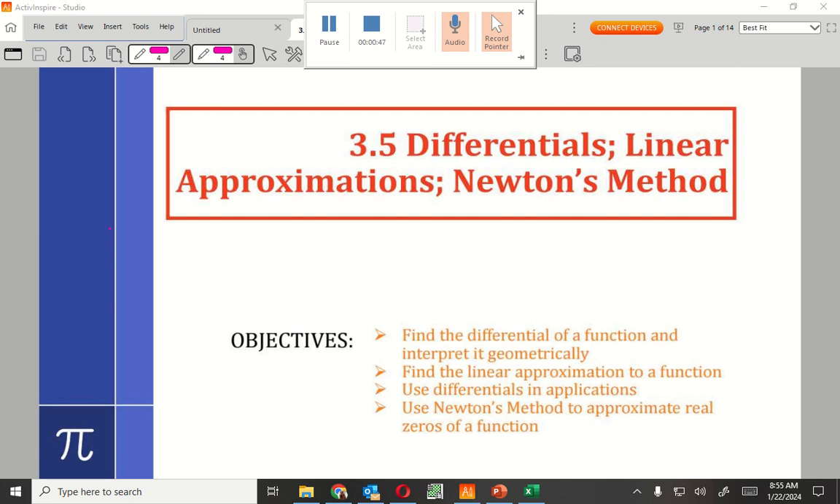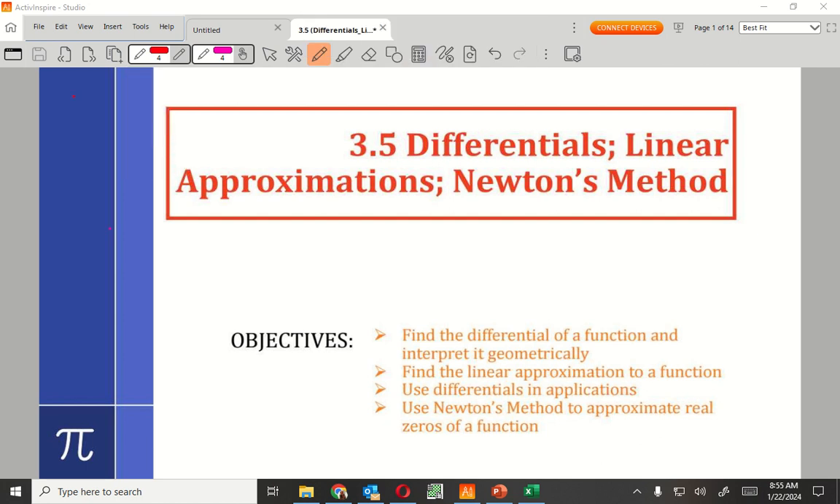Okay. Anyway, now that my video is messed up, let's go ahead and take a look at our notes for this one. So differentials, linear approximations, and Newton's method.